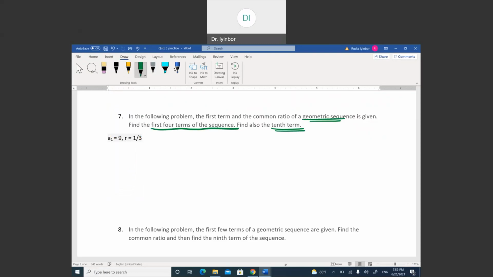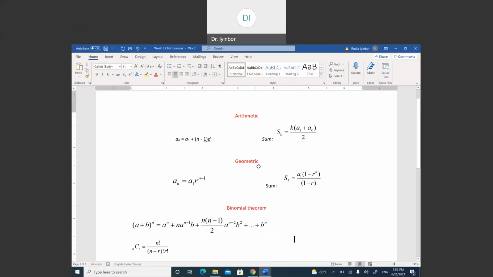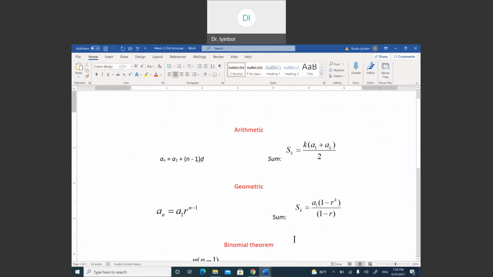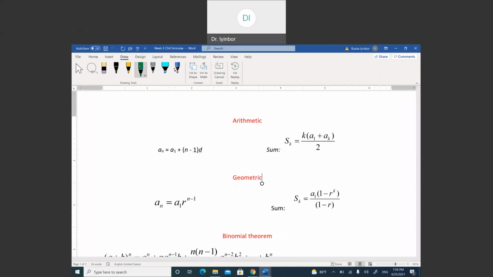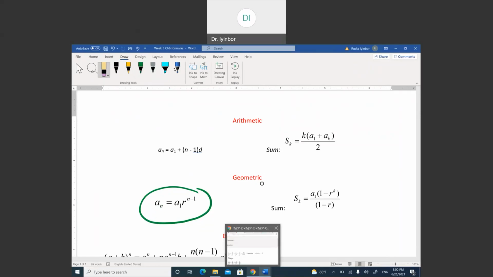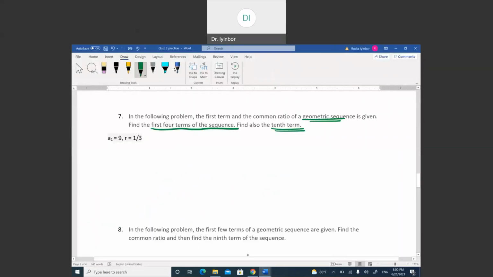So looking at my formula sheet, remember the geometric sequence? This is the formula we're going to use. If I want to find the first, the second, and the third, I know I'm going to multiply by the same number. But if I want to find the 10th term, I'm just going to replace n with 10, and I'm going to get my 10th term. I don't need to go all the way to 10. I can just use this formula. Okay? So let's go ahead and do the first 4. We already have A1. A1 is 9.